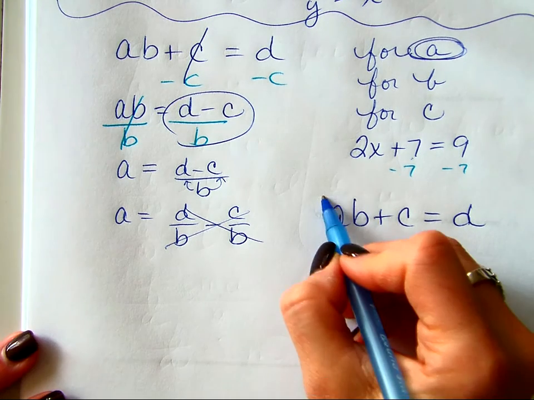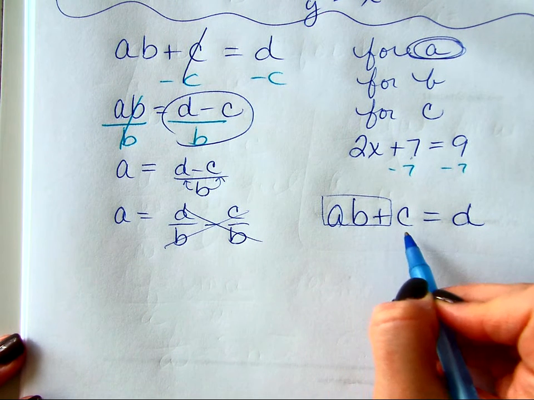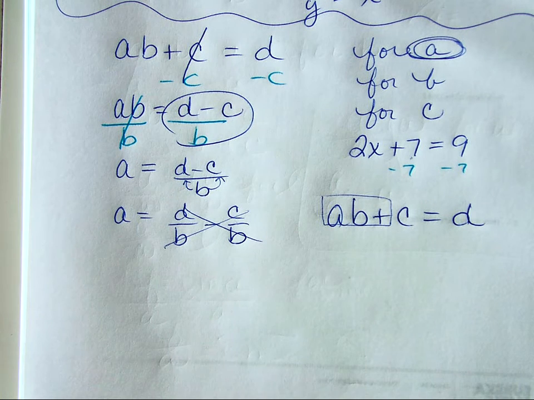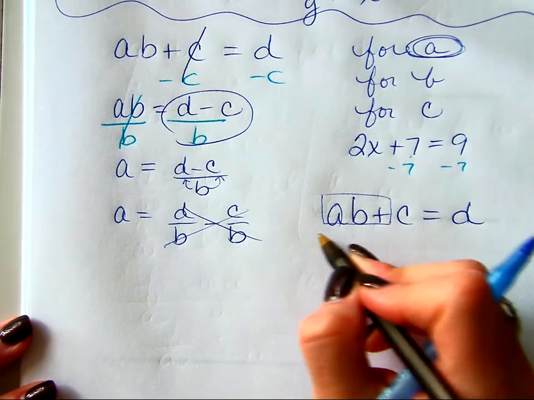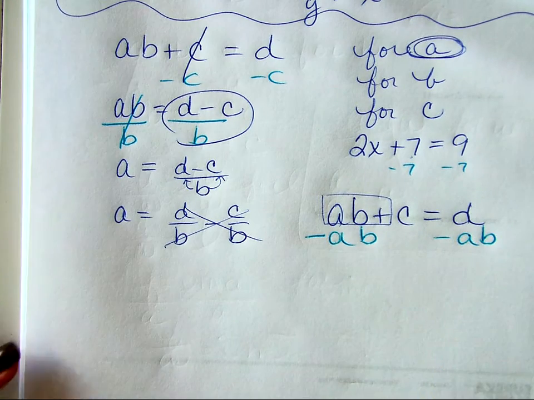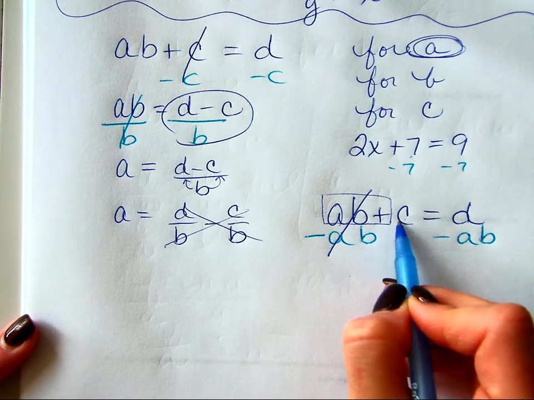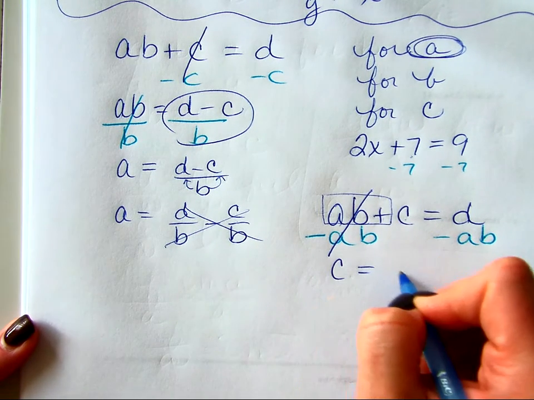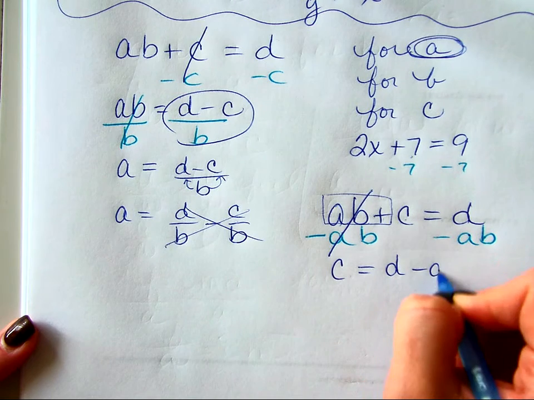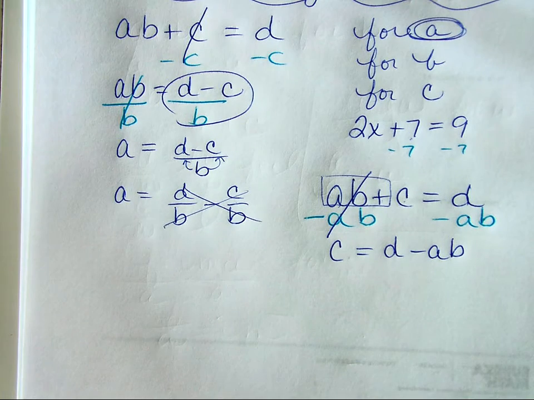And you know what I'm doing to the variable? I'm adding an AB to the C. So what's the opposite of adding an AB? Subtracting it. So you're going to actually want to subtract the AB here and not divide like you would think. So it's all about what is being done here. So C is equal to D minus AB. And that's a perfectly acceptable way to keep it. Okay?